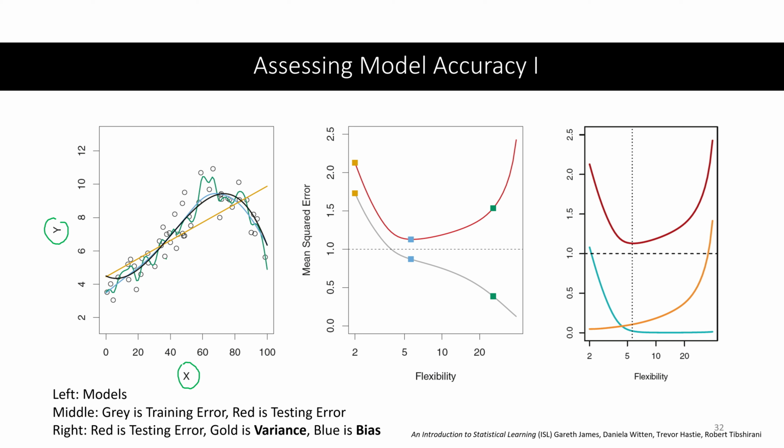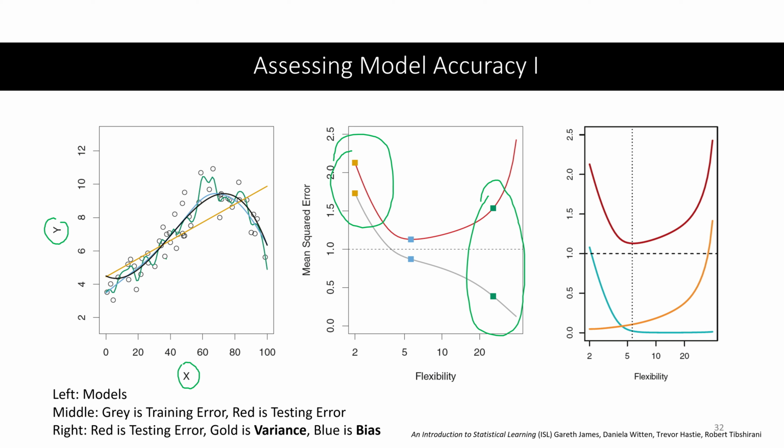If you look at this figure in the middle, we have mean squared error on the y-axis, flexibility on the x-axis. So yellow was the simplest one, that's here. And the green one is the most complicated one, and that's here. So then what's the gray line? That's the training error. Training error will always decrease, you see. It keeps decreasing until it reaches 0, I would say.